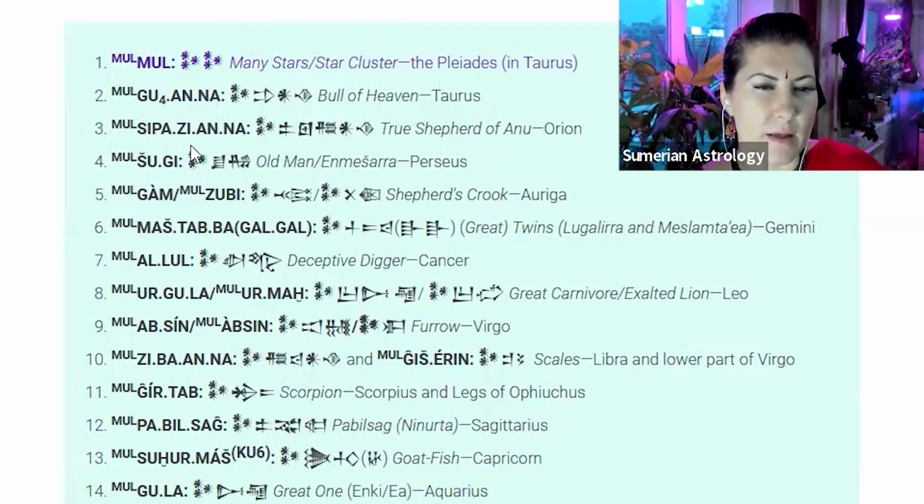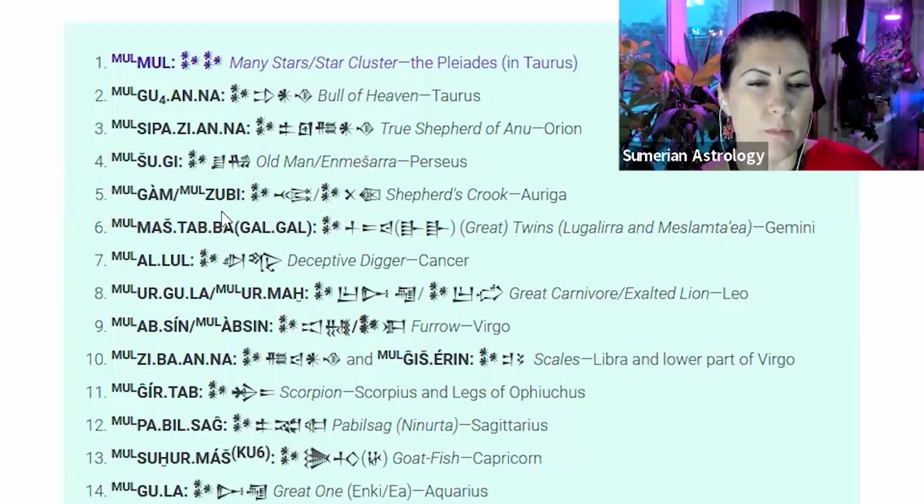Mul Sipa Ziana, the true shepherd of Anu. Sipa is right here, which means shepherd. Zi means true or faithful. Again, An is the supreme celestial deity. Na is the possessive in this case. Mul Shugi. Shugi means elder, old man, and it refers to the deity known as Enmeshara, which can be found in the constellation of Perseus.